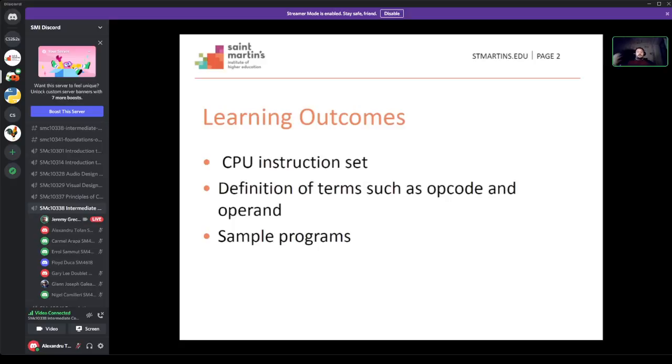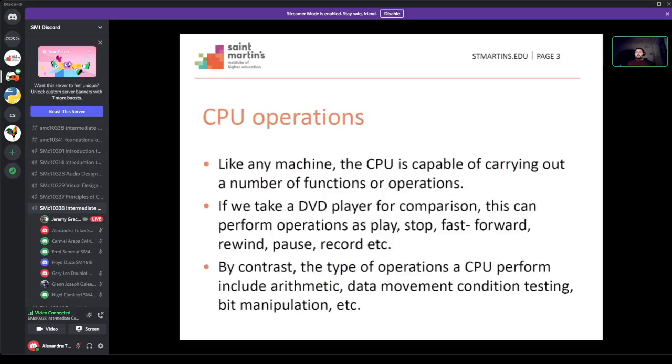We're going to look at definitions of what an opcode is and what an operand is, and we're going to be looking at very simple programs in assembly, so that we can understand how the computer can actually understand what needs to be done.